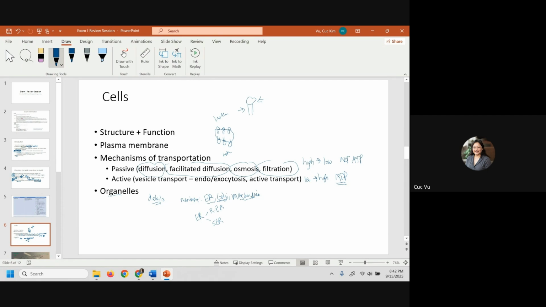Whereas the smooth ER does not have ribosomes. It does have three distinct functions. What are the three functions of the smooth ER? Does it have something to do with lipids? Yes. I can't remember what you gave me. It's lipid synthesis. Yep, so that's one of the answers, lipid synthesis. Now your classmates have to help you with the other two.